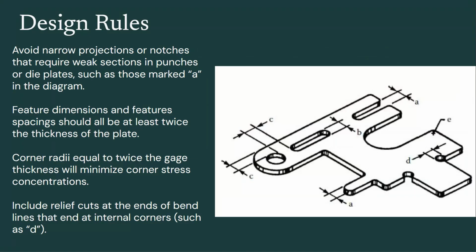So in this diagram here you can see D, there's an internal relief cut there, so when this part is bent at that corner, it bends cleanly and there's no stress concentrations.